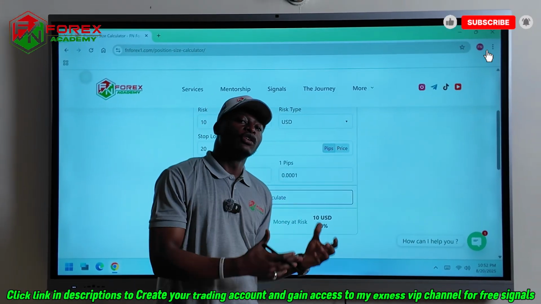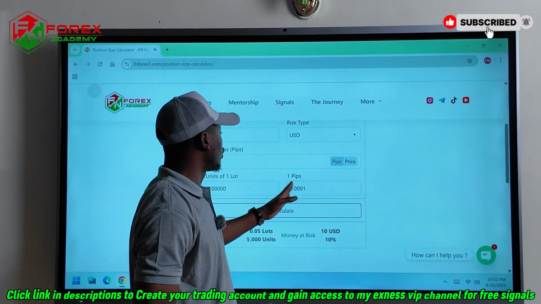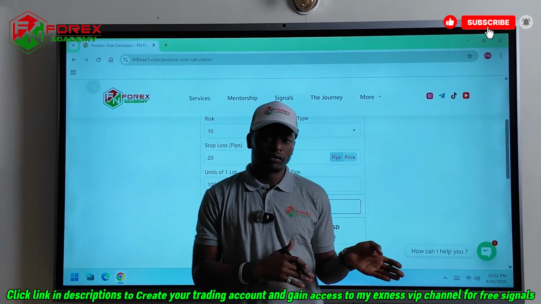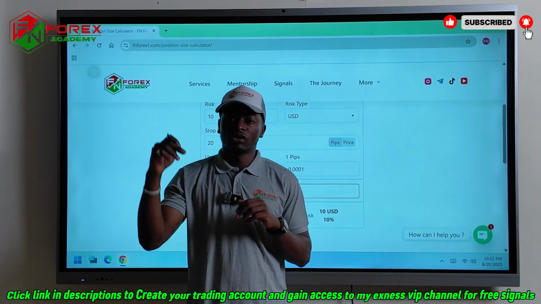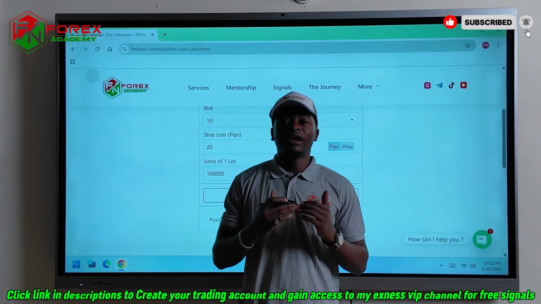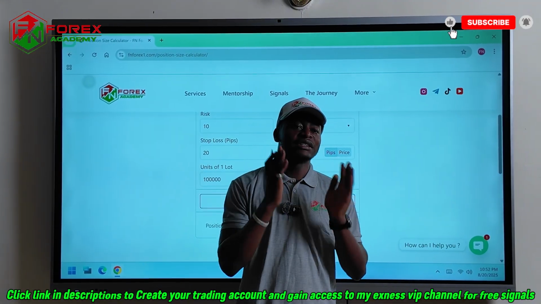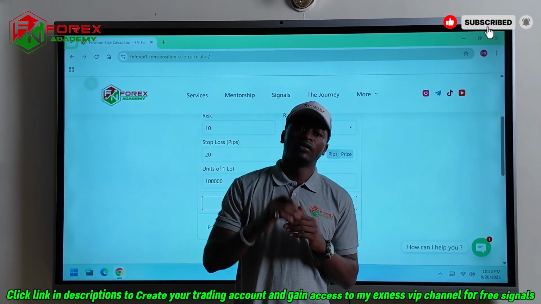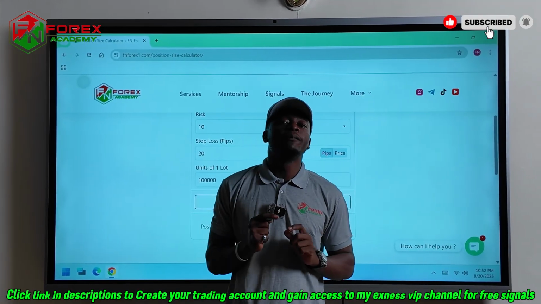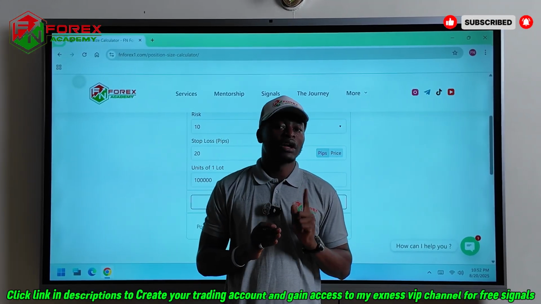What makes this calculator interesting? Other calculators have just pips. There are people that are copying signals. For example, if you want to copy my signals, you can just click the link down below, join my Telegram, where I give out free signals. Now, let's say you want to copy my signals. When I send out the signal, I'll give the entry price, I'll give the take profit, I'll give the stop loss. But I might not give the number of pips from the entry to your stop loss.